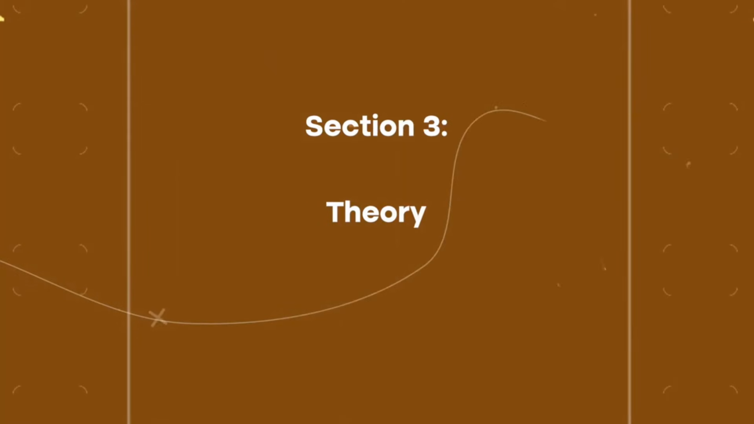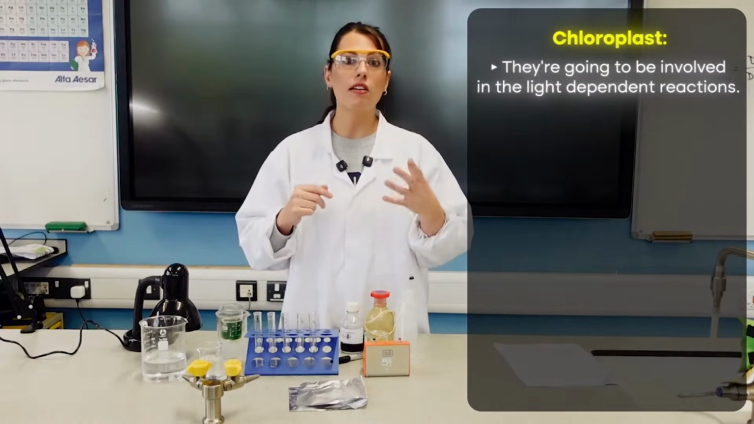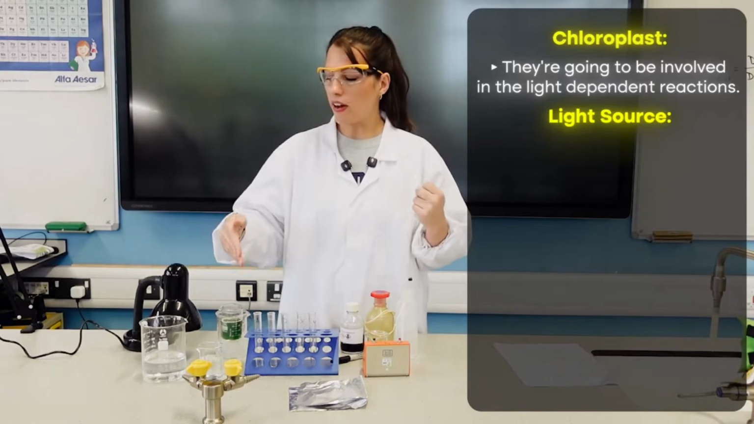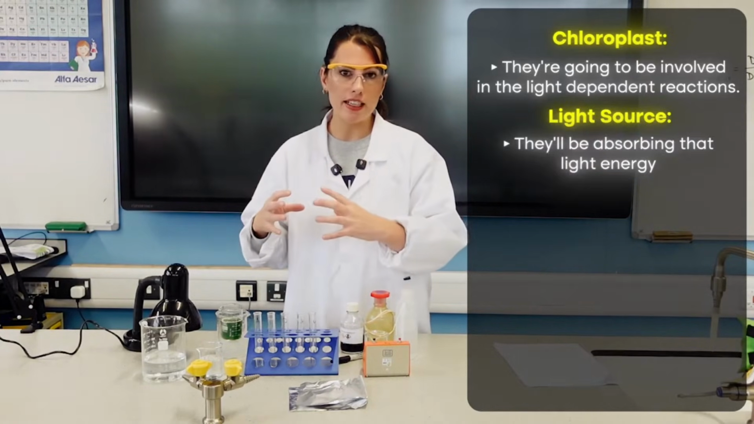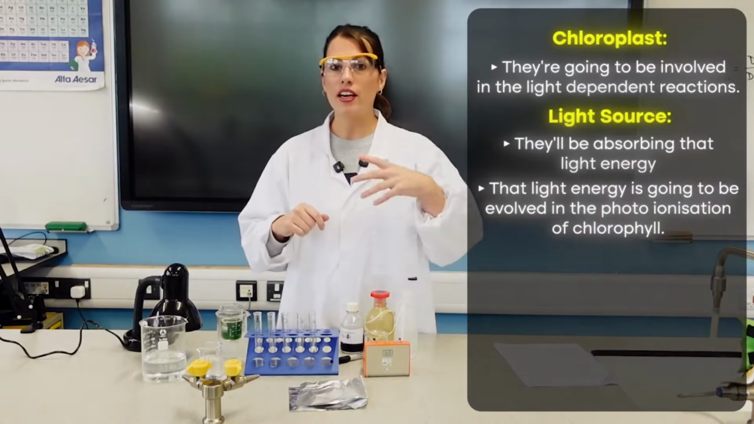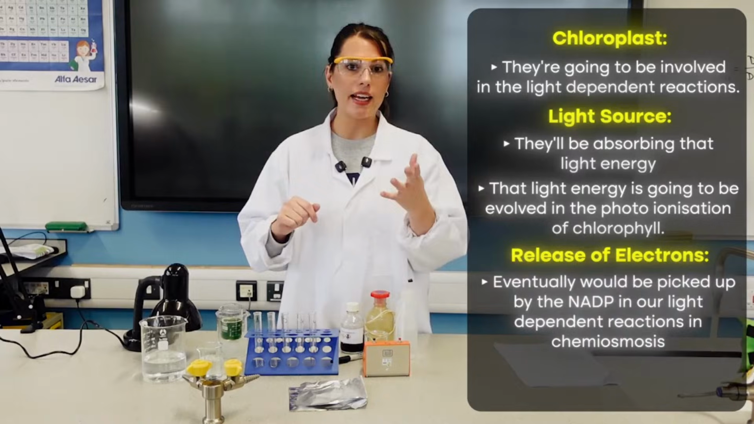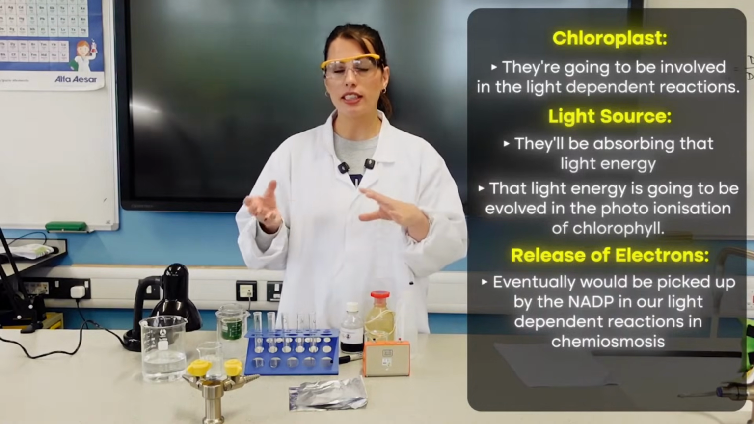So the theory behind the experiment here is our chloroplasts are going to be involved in the light dependent reactions, and when we have the light source on them, they'll be absorbing that light energy. That light energy is going to be involved in the photoionization of chlorophyll, and that release of electrons eventually would be picked up by the NADP in our light dependent reactions in chemiosmosis.